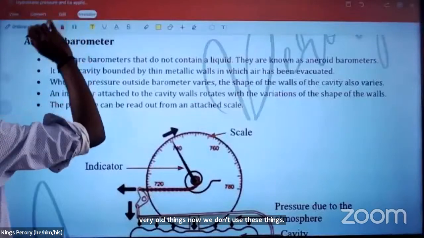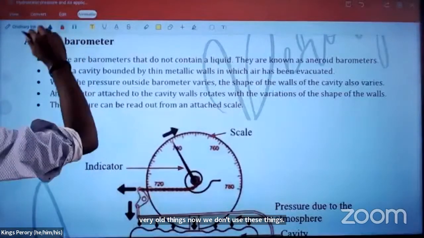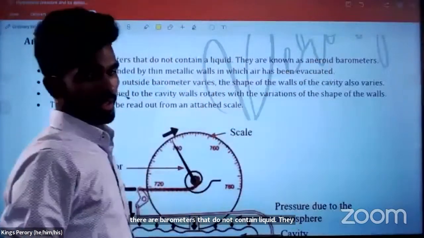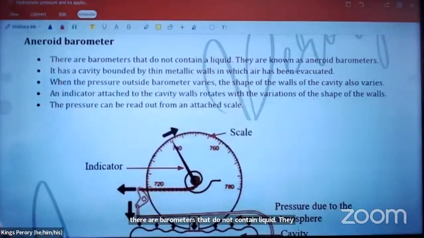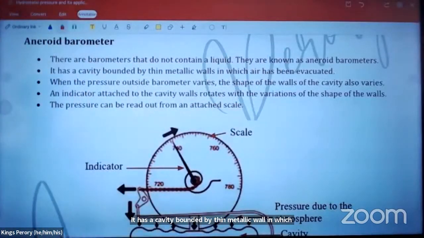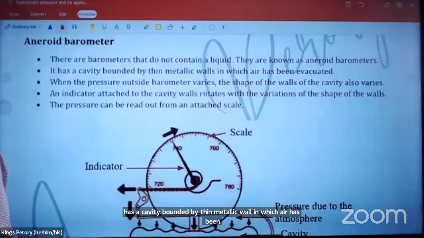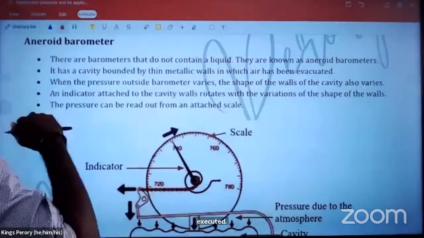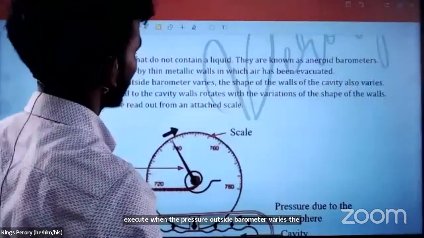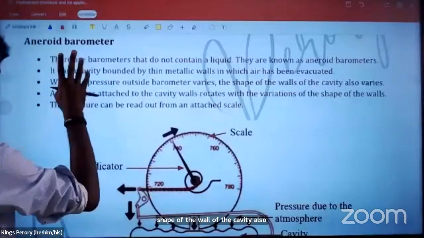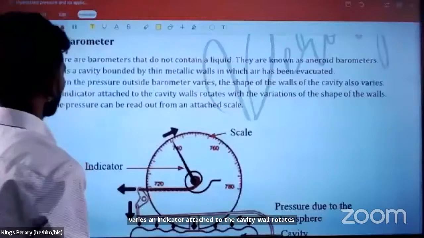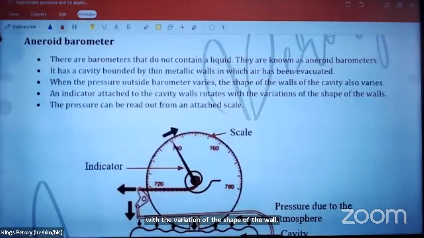Aneroid barometer. There are barometers that do not contain a liquid. They are known as aneroid barometers. They don't have a liquid. It has a cavity bounded by a thin metallic wall in which air has been evacuated. When the pressure outside the barometer varies, the shape of the wall of the cavity also varies. An indicator attached to the cavity wall rotates with the variation of the shape of the wall. The pressure can be read out from the attached scale.